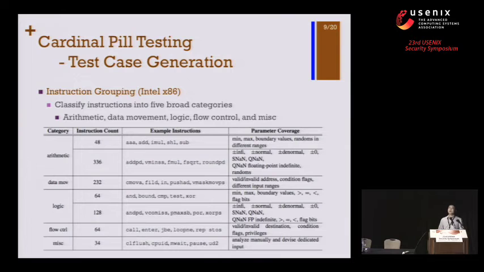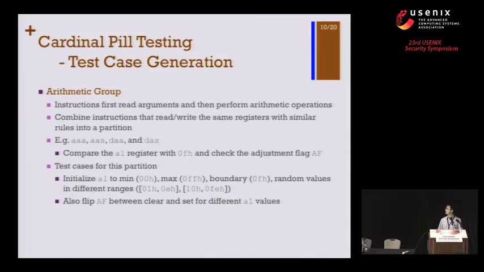We basically group all the instructions in the Intel manual and classify them into 5 broad categories, which are arithmetic, data movement, logic, flow control, and miscellaneous. For example, in the arithmetic group, all instructions in this group first read some arguments and then perform some arithmetic operations. For example, the add, subtraction, multiplication, and so on and so forth.